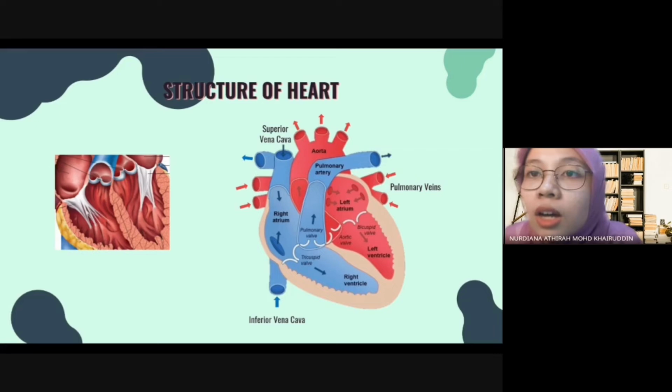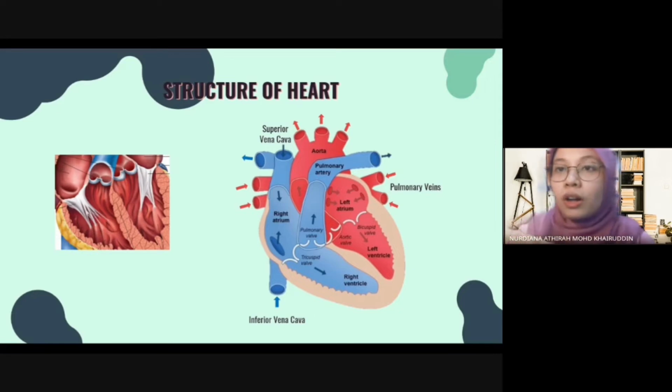For the vena cava, we have the superior and inferior vena cava. They transport deoxygenated blood into the heart. The pulmonary artery transfers deoxygenated blood away from the heart. The pulmonary vein transfers oxygenated blood into the heart, while the aorta transfers oxygenated blood away from the heart.